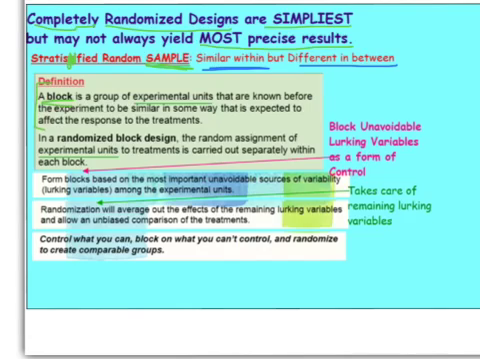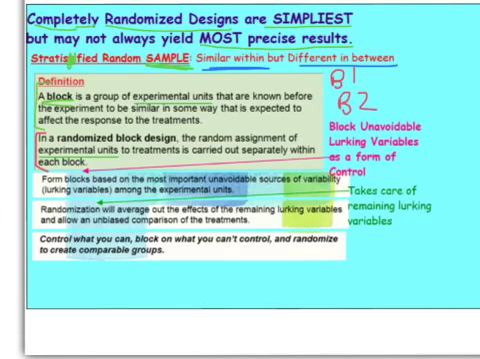So what a block is, is a group of experimental units that are known before the experiment to be similar in some way that is expected to affect the response to the treatments. So if I block you into 2 blocks, block 1 would be the long-haired people, block 2 could be my short-haired people.